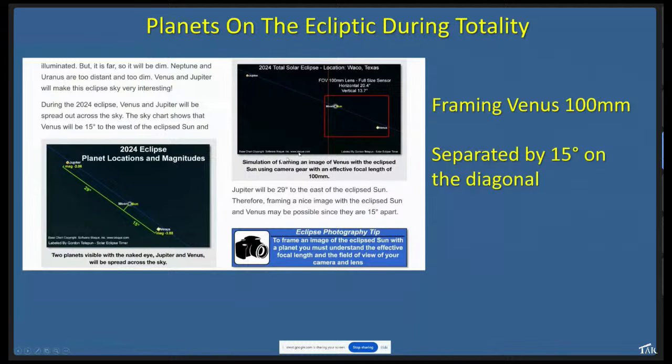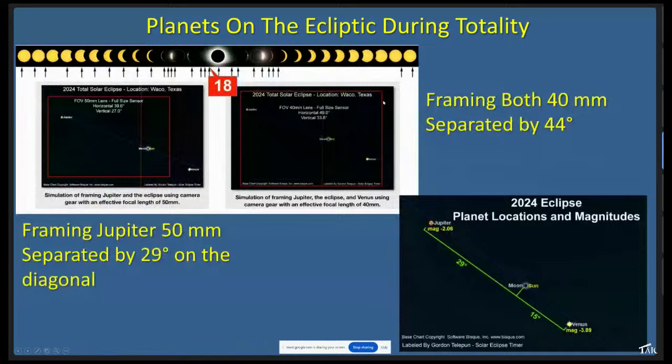It's separated by about 15 degrees in the sky, so you can frame it with a 100-millimeter lens. Jupiter will be fun to frame also. It's separated by 29 degrees on the ecliptic, so you can frame it with about a 50-millimeter lens. You can get all of them together with about a 40-millimeter lens, but of course they would be very small. But you can frame these planet shots. I've done it. We're going to talk about it in a minute.